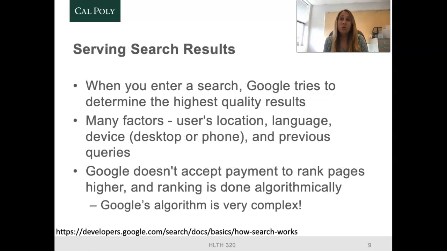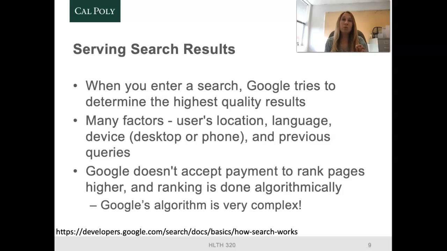So next, you get actual search results. When you enter a search in Google, Google then tries to determine the highest quality results. There's many factors that go into this, as discussed in that video: the user's location, maybe the language that they're using, whether they're on a desktop or phone device. Also, it takes into account previous queries that have been searched. Google doesn't accept payment to rank pages higher, and ranking is done algorithmically.